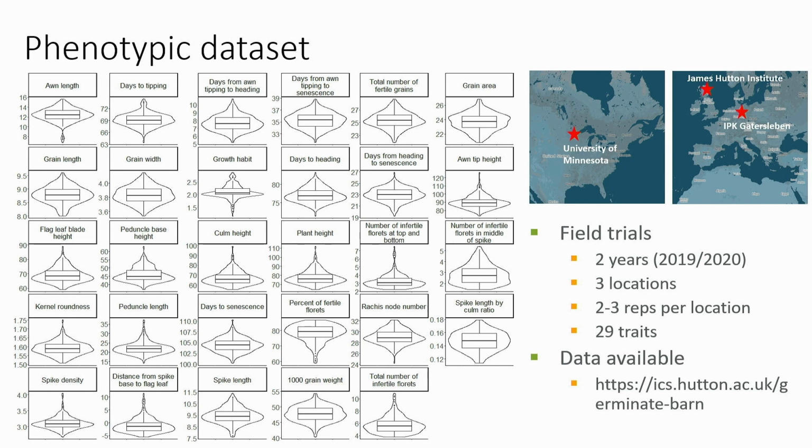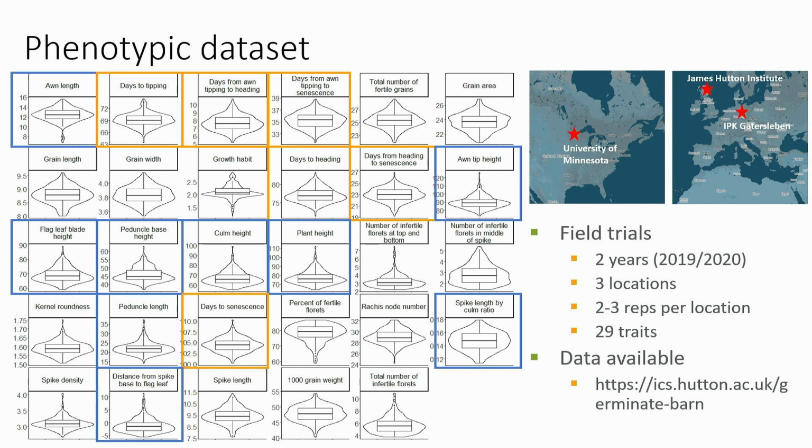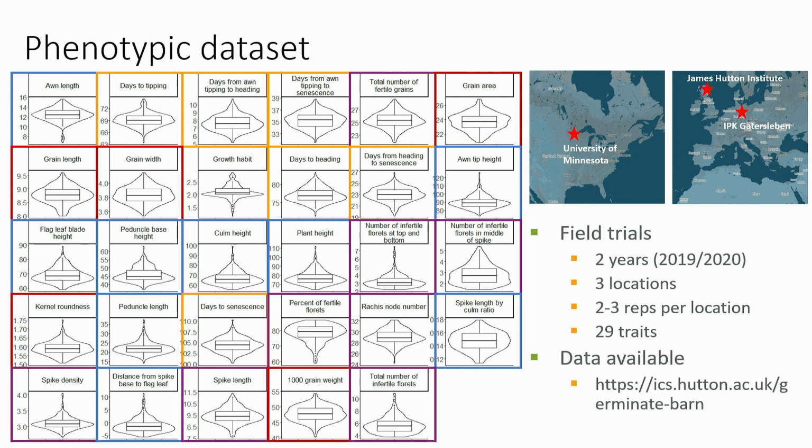These traits include mostly earliness traits, such as days to awn tipping, days to heading, days to senescence; a number of plant height related traits, such as culm length, plant height, spike to culm ratio, and many more; a number of grain size related traits, such as grain length, grain width, thousand kernel weight; a number of fertility related traits, such as the number of fertile florets per spikelet; and general morphological traits, such as growth habit.